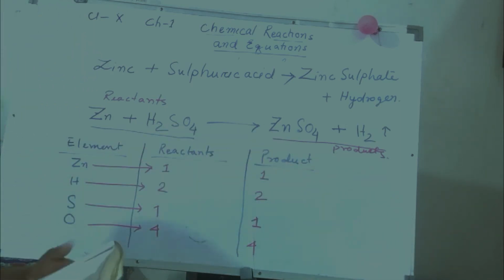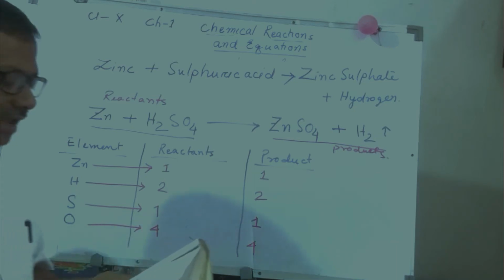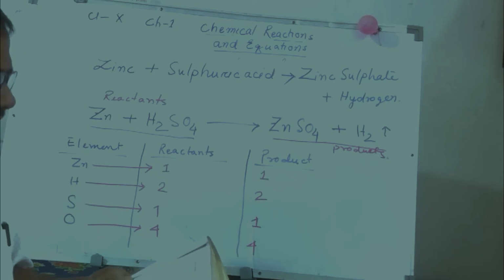So here it is nicely written that the number of atoms of each element remains the same before and after a chemical equation.